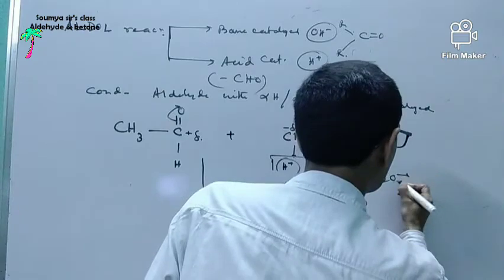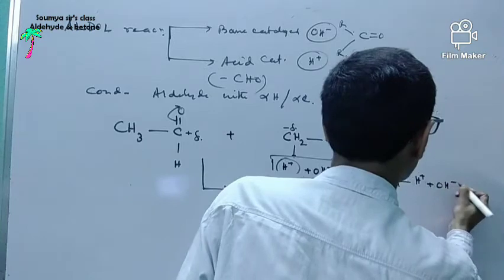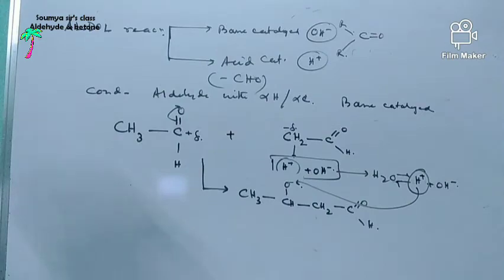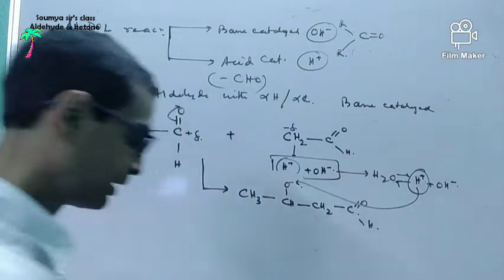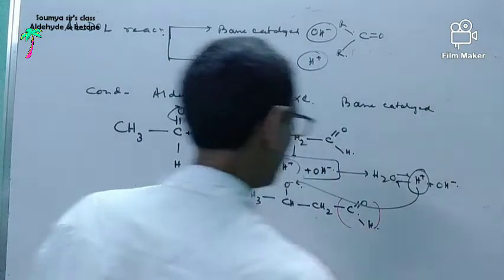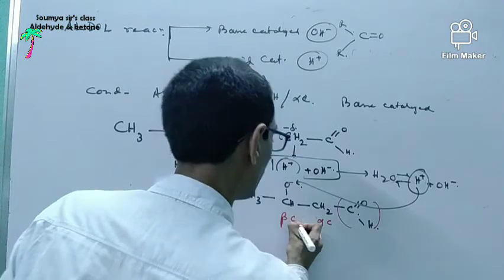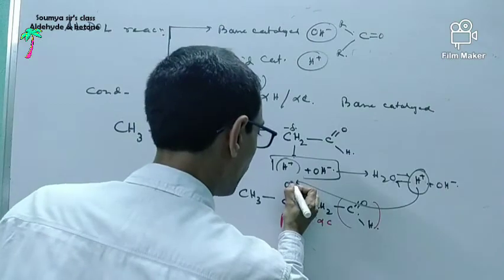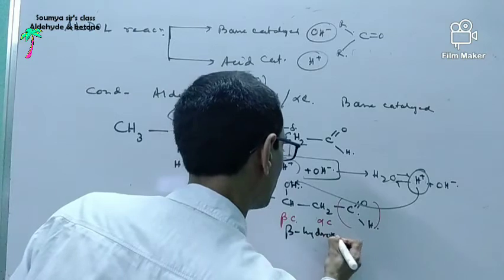Later on, this H2O splits into H plus and OH minus. The H plus attacks the O minus part and forms this functional group. This one I am showing in a different color. This is the functional group. This is alpha carbon or alpha H, and this is beta carbon or beta H. So the H plus attacks the O minus to form OH, and this is called beta hydroxy compound.